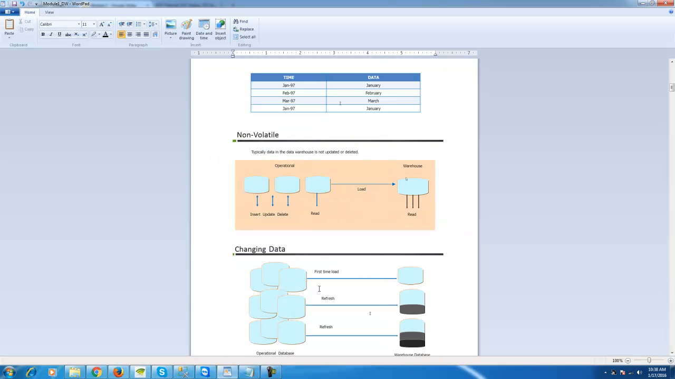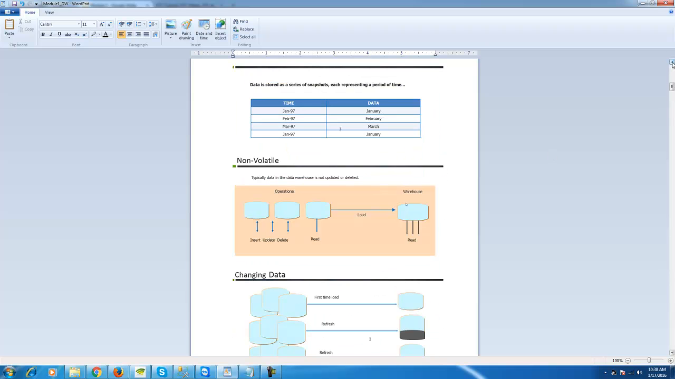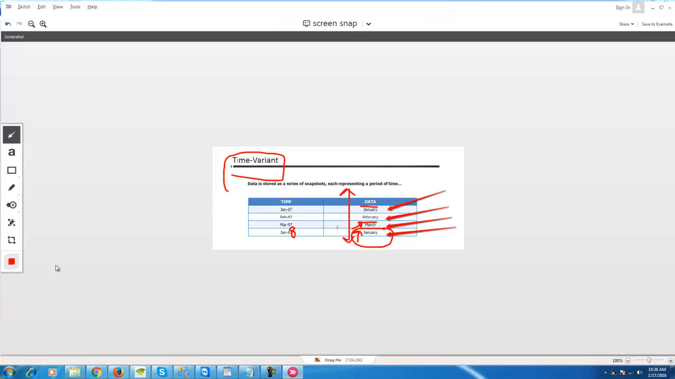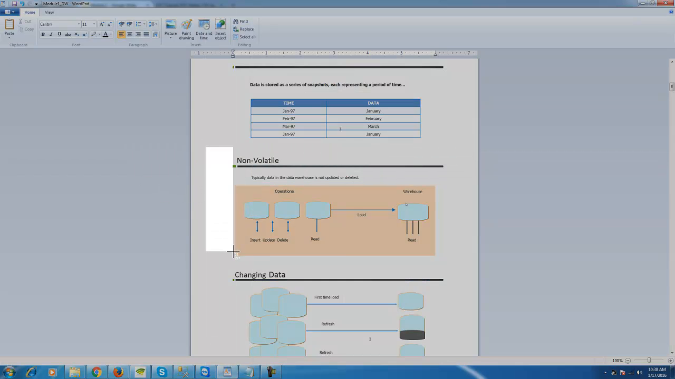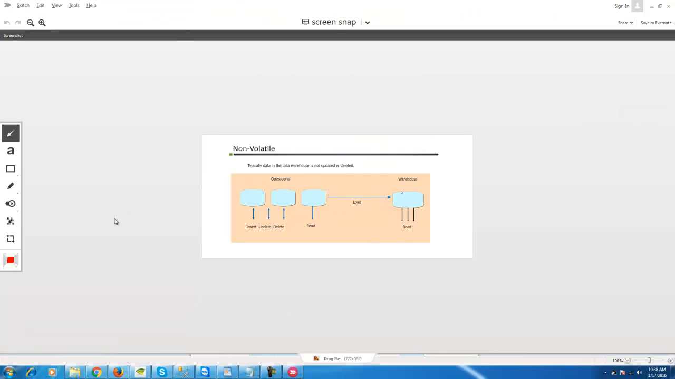The final thing is non-volatile. Why do we say non-volatile? It is not like an OLTP system where you would like to purge the data. When I say purge, it means delete. You would not like to delete data in a warehouse. The reason is, say for example you have a customer and he has a loan.